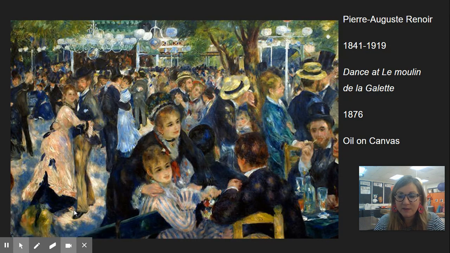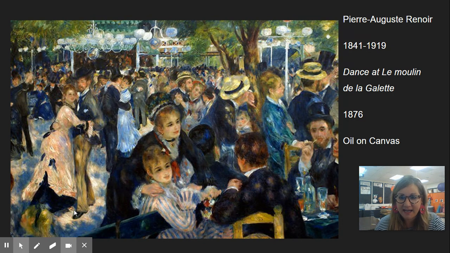Okay. So here is another example of Impressionist artwork by an artist named Pierre-Auguste Renoir. This was painted in 1876. It's also an oil painting, and it is capturing a dance.